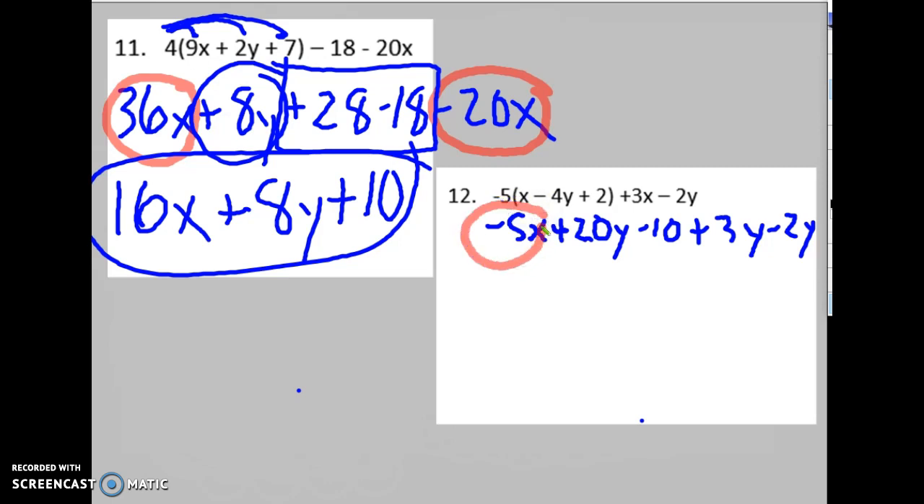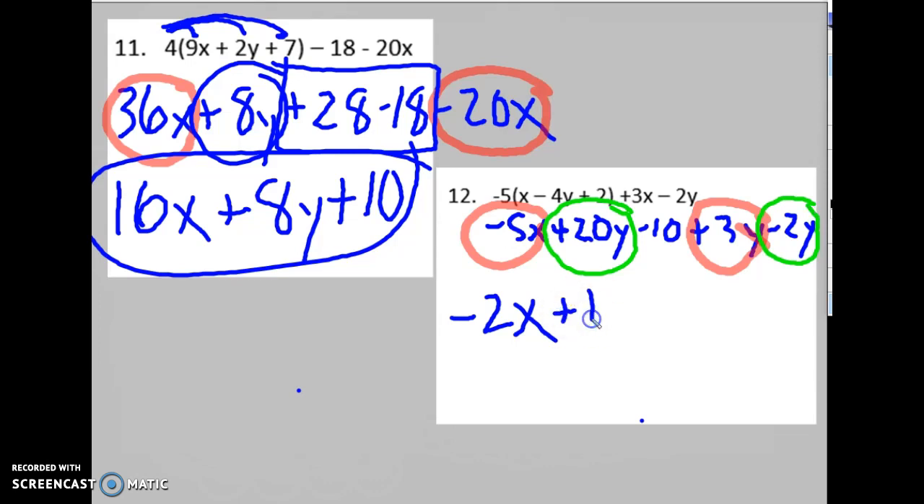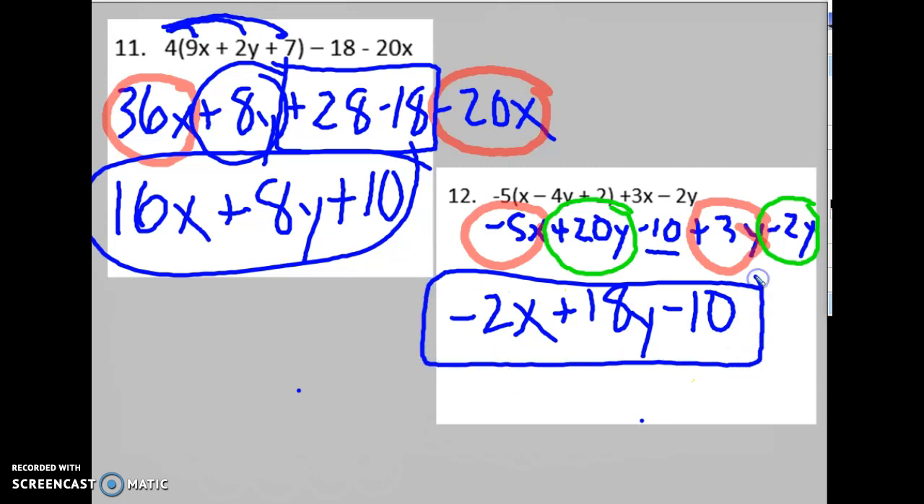So we have an x there, and this is supposed to be an x as well, so we have positive 3x, and we have a negative 5x, which when I put those together gives me negative 2x. And then we have y variables, so we have a y there and a y there, so one's positive 20y, one's minus 2y, so 20y minus 2y gives me positive 18y. And then there's nothing to put together with the minus 10, so I just put minus 10 here at the end, and I have my final answer.